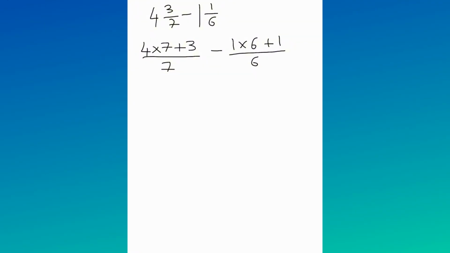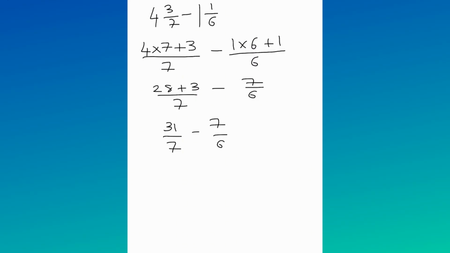So now I know that 4 times 7 is 28. So that's 28 plus 3 over 7. Take away, and I do the same thing again on the other side, on the right-hand fraction, which is 1 times 6 is 6, plus 1 is 7. So that's 7 over 6. So now I have 31 over 7, take away 7 over 6. Now again, with fractions, when I'm adding or taking away fractions, I must keep the denominators the same.